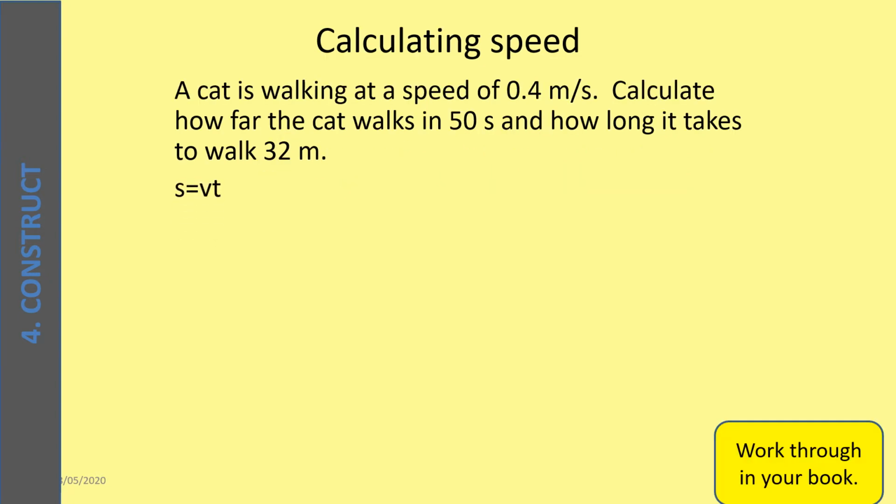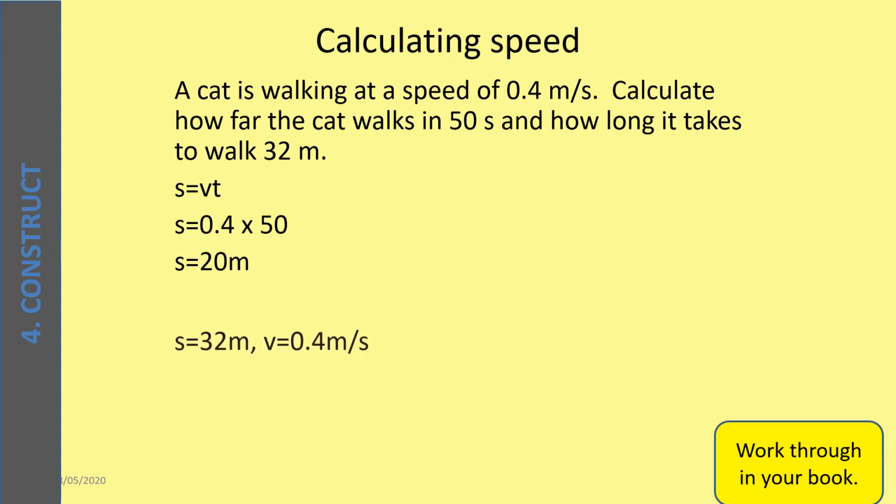First of all, let's write down our formula. The distance equals the speed times the time. Substitute in the two values that we know, the speed 0.4 meters per second and the time 50 seconds. Put that into your calculator and the answer comes out that the cat will travel 20 meters.